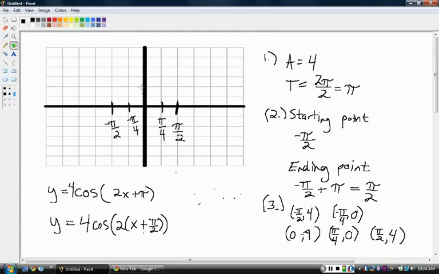So let's graph it. 1, 2, 3, 4, that's where it starts. And then down to 0, down to negative 4, back up to 0, and up to 4. So there's one cycle of a cosine curve, right? I'm going to continue out one more cycle. These are steps of pi over 4, right? Still steps of pi over 4.